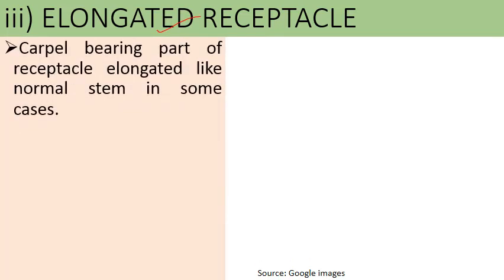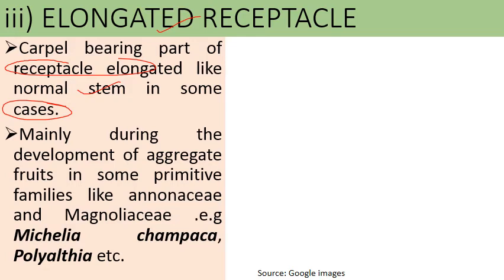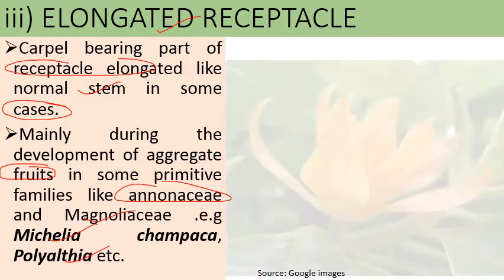So carpel bearing part of receptacle elongated like a normal stem in some cases. So jo carpel bear karta hai part receptacle ka, wo elongate ho jata hai, that behaves as a stem like structure mainly during the development of aggregate fruit in some primitive families like Annonaceae, Magnoliaceae. For example, we have some members like Michelia champaca and Polyalthia. So in cases mein jo carpel bearing part hai thalamus ka, wo stem ki tarah dikhta hai.